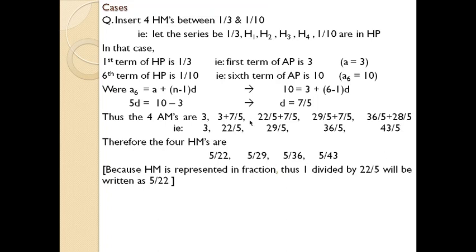So when it is represented in harmonic progression manner, it will be 1 by 22 divided by 5, which can be written as 5 by 22. That is the meaning of this sentence which is given in the bracket. Because harmonic progression is represented in fraction, thus 1 divided by 22 by 5 will be written as 5 by 22. And similarly, 29 by 5 can be written as 5 by 29, 36 by 5 can be written as 5 by 36, and 43 by 5 can be written as 5 by 43.